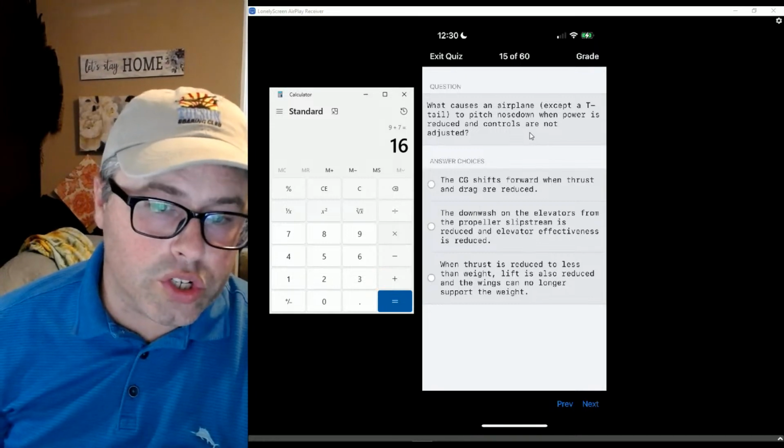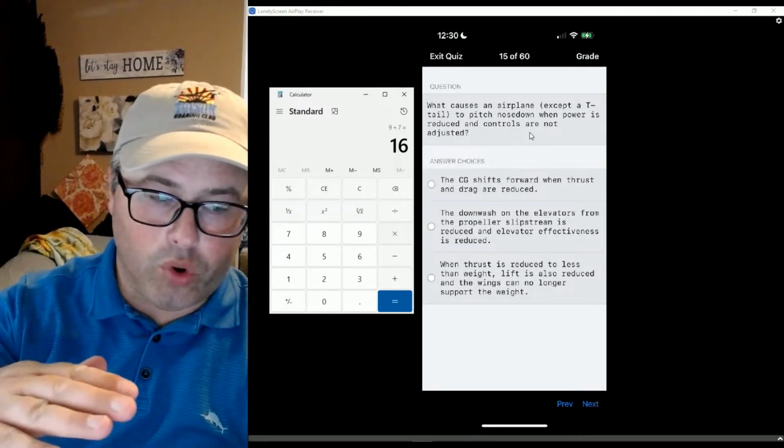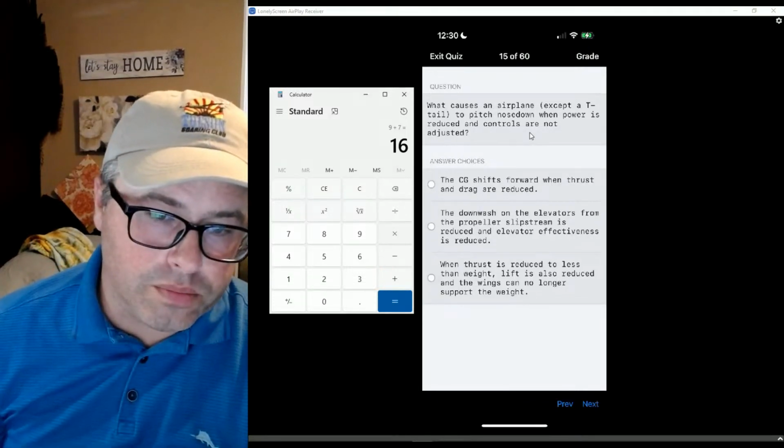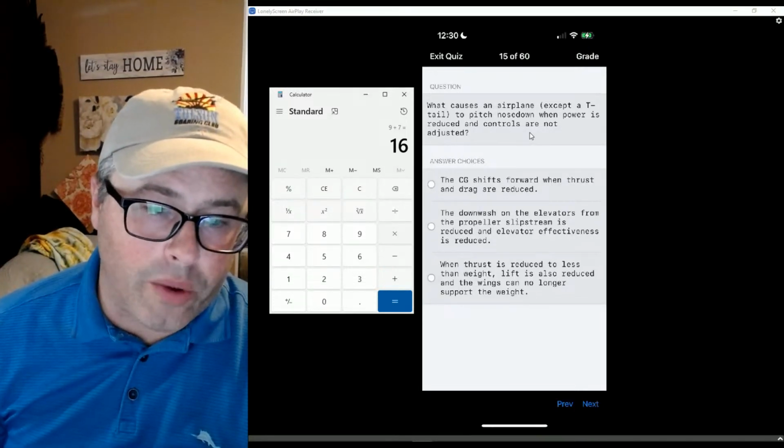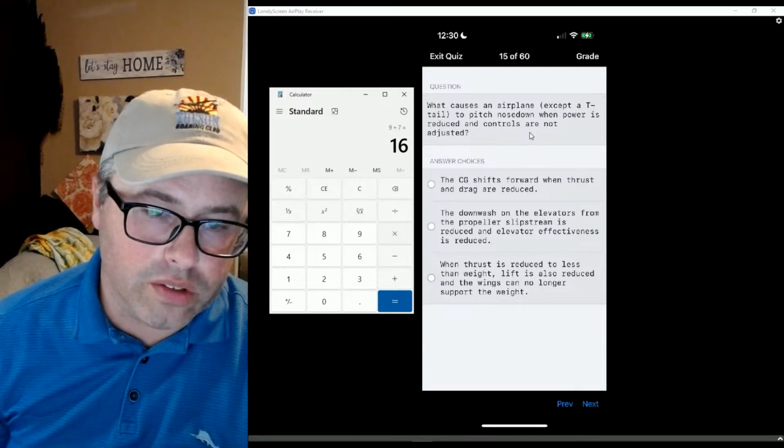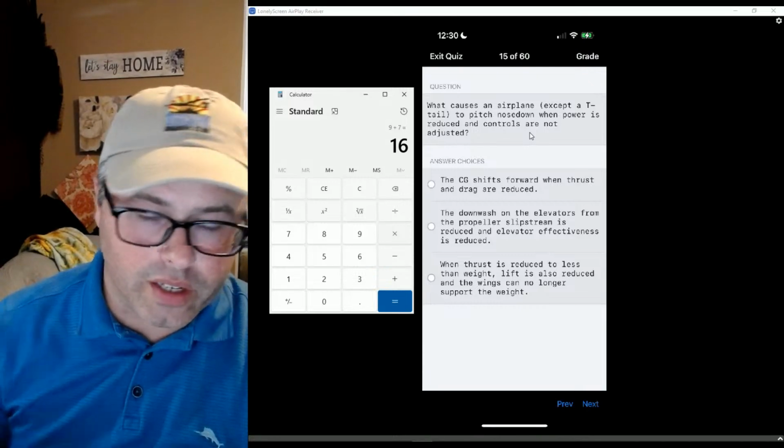When power is reduced, normally you've got air coming over the tail, and then you reduce power. Well, you're putting less air over that tail, so the downforce is going to go down, and that's going to cause it to pitch forward.